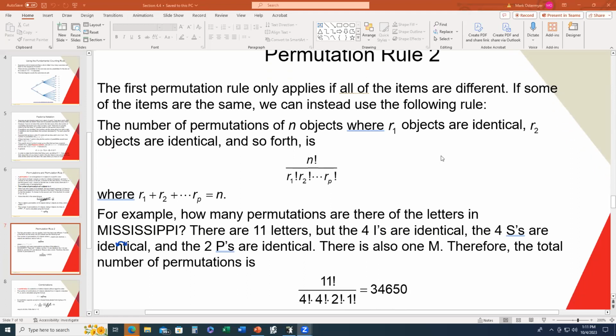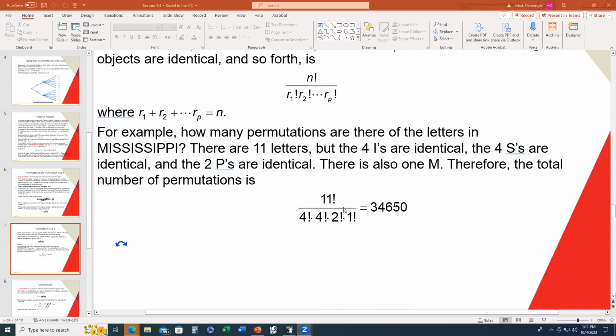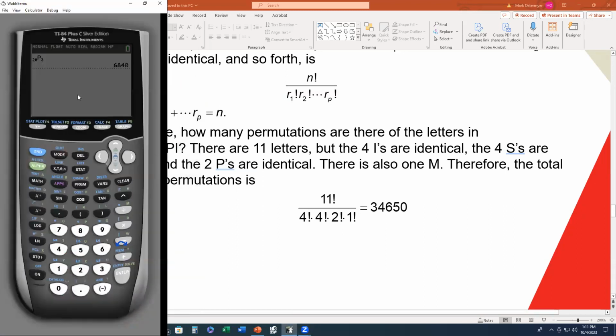Therefore, the total number of permutations of the letters in the word Mississippi that would form unique arrangements in a particular order is going to be equal to 11 factorial divided by 4 factorial times 4 factorial, because there's 4 I's and 4 S's, times 2 factorial, because there's 2 P's, times 1 factorial, because there's only 1 M. And when you dial this up on your calculator, you would get the result that they have here.